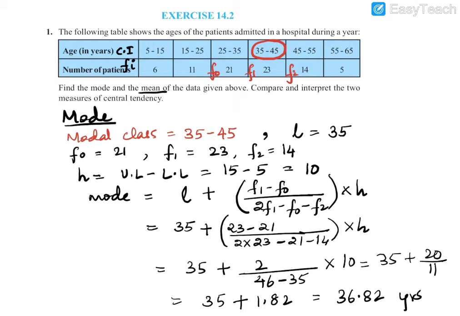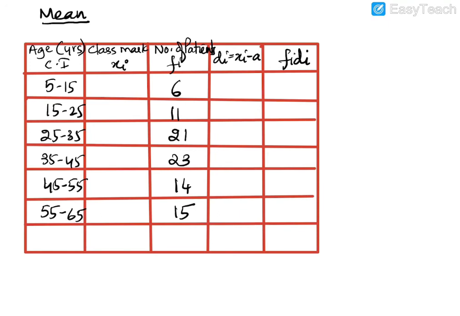Now we will find mean for this data. In order to calculate mean, I have drawn a table with 5 columns. In the first column, we have to write down class intervals, and in another column, we have to write down the number of patients, which is the frequency. For each class interval, we have to calculate class mark, which is the sum of upper limit and lower limit divided by 2. So, the class marks are 10, 20, 30, 40, 50 and 60.